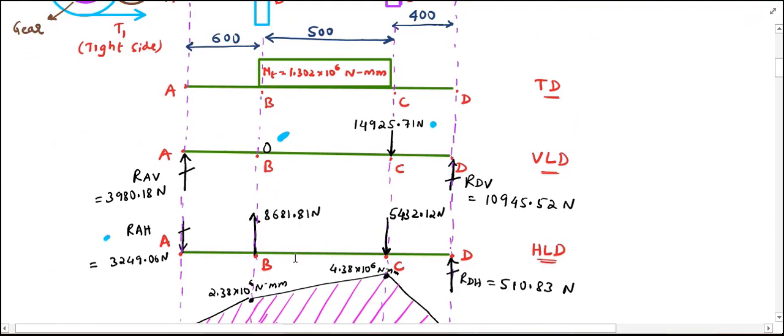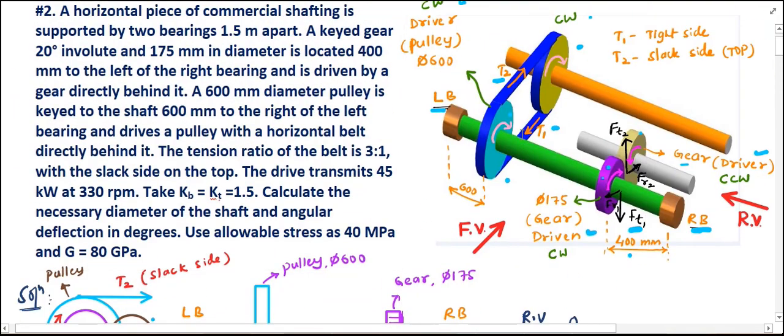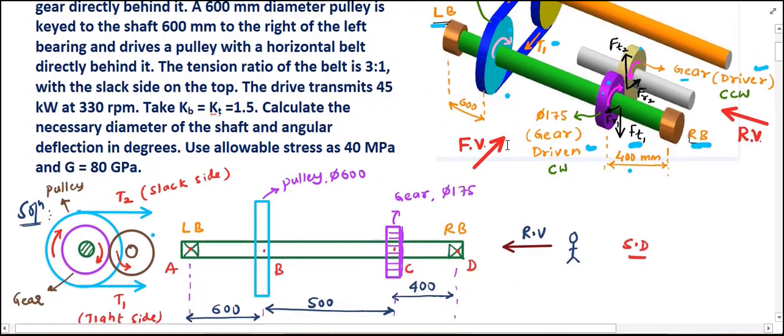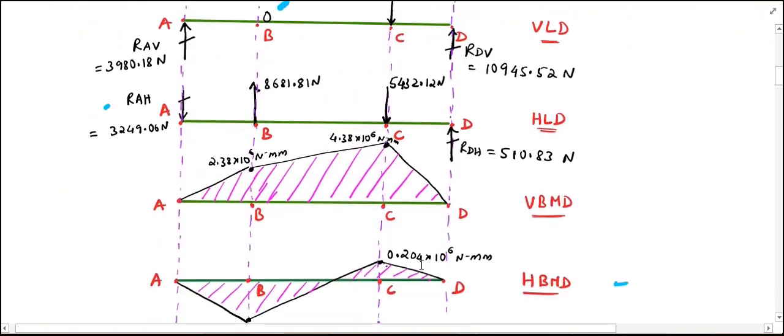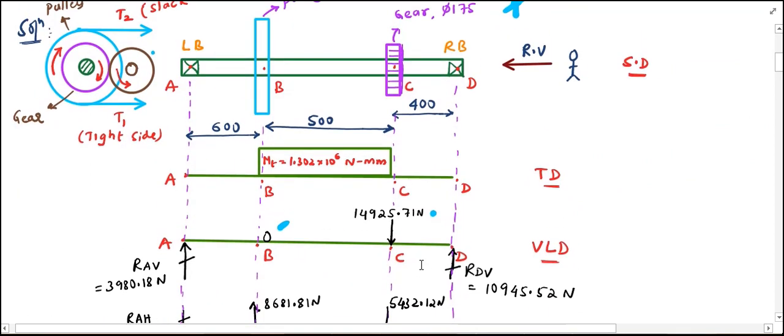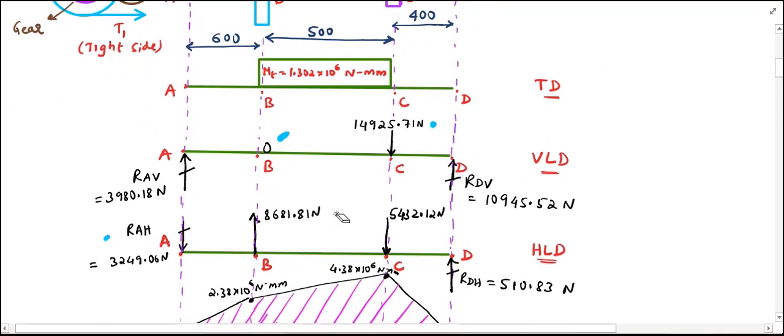Next, coming to the horizontal load diagram. At pulley B, you can see here the pulley B, the horizontal force is T1 plus T2, and those forces are going away from the observer. If I assume that the observer is standing somewhere here, then these forces will be going away from the observer if I see it from the front view. So those two forces, that is T1 plus T2, will be 8681.81 newtons, and that is drawn upwards on the shaft.